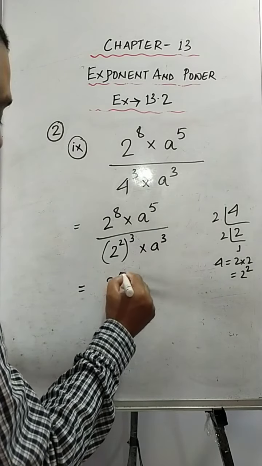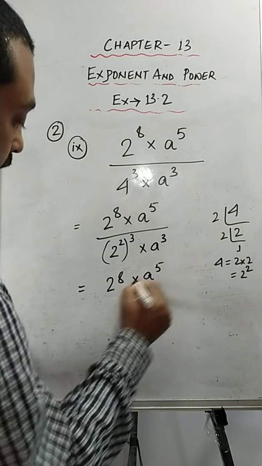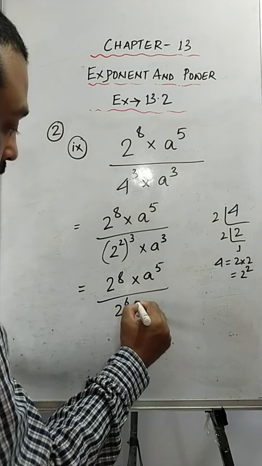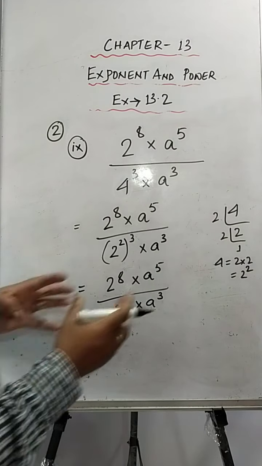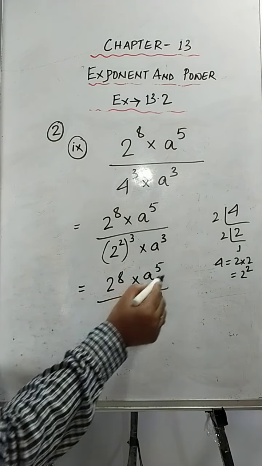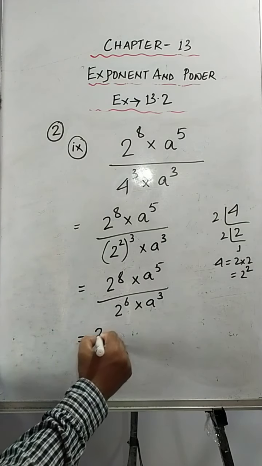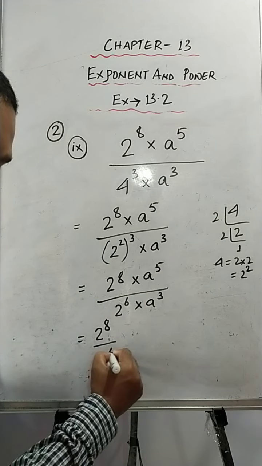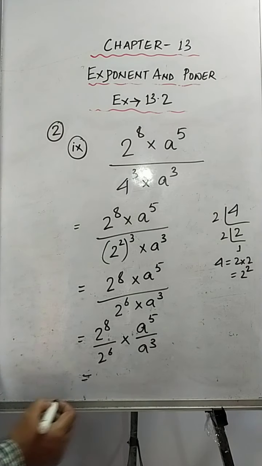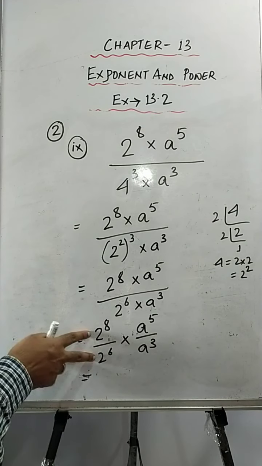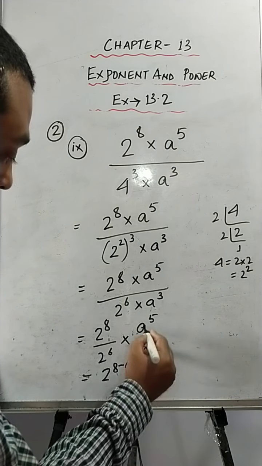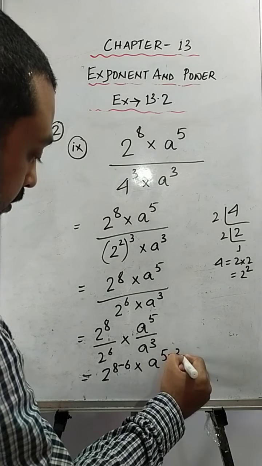Now 2 to the power 8 into a to the power 5. By power law, what do we do? We have to multiply the powers. That is 6 into a to the power 3. Now we'll separate the exponential form with the same base. That means these two carry the same base and these two carry the same base. So 2 to the power 8 by 2 to the power 6 into a to the power 5 by a to the power 3. Now they are in the division form. So in division, what happens with the powers? We subtract the powers. So 8 minus 6 into a to the power 5 minus 3.